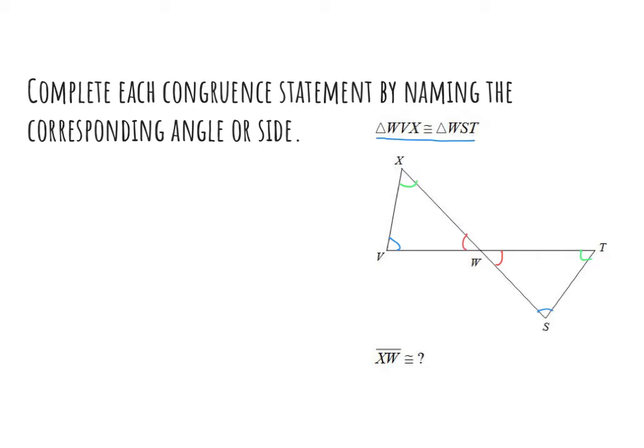So now if I want to find the corresponding angle or side, we are talking about line XW. So XW would be that side that is in between the green and the red. So that must match up with TW.